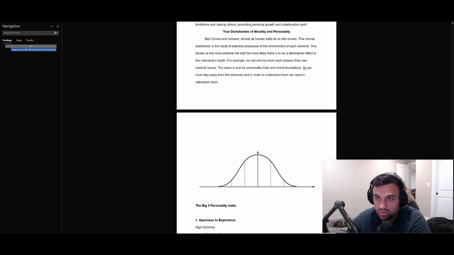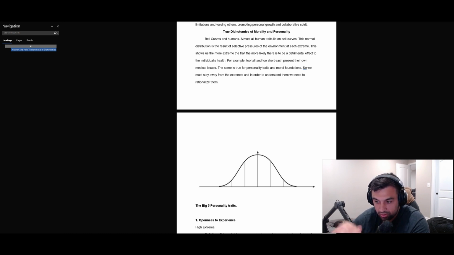Almost all human traits lie on bell curves. This normal distribution is the result of selective pressures on each side of the environment at each extreme. This shows us that the more extreme a trait, the more likely there is to be a detrimental effect to an individual's health or ability to survive. For example, if you're too tall or too short, each can present its own medical issues. If you're too tall, your heart can't handle pumping blood, and it's harder for you to move because different parts of your body aren't quite able to keep up, like how long your arms are.